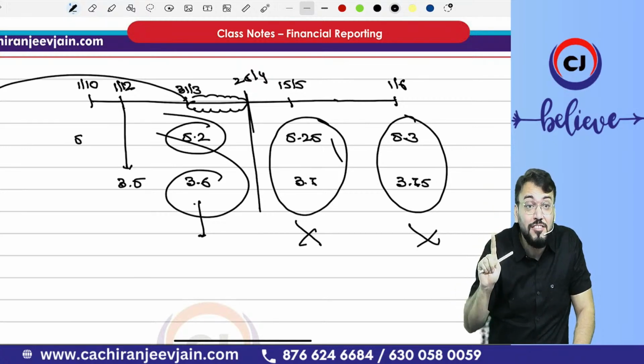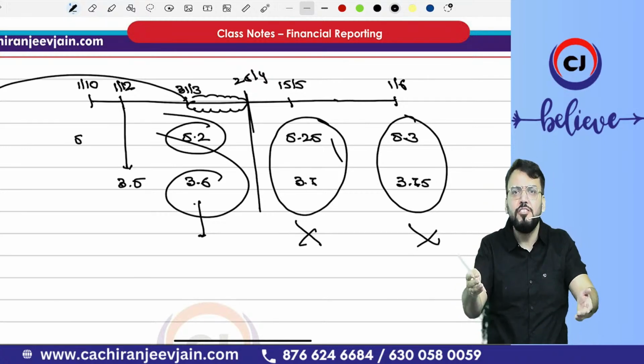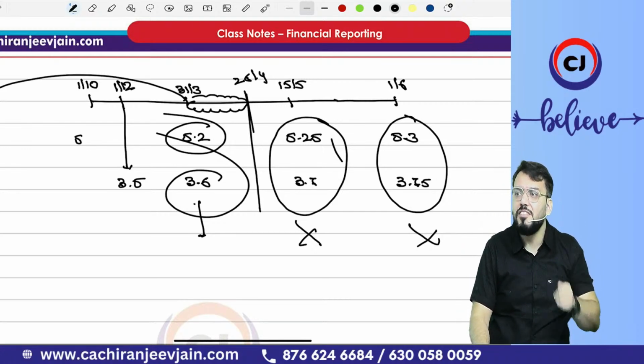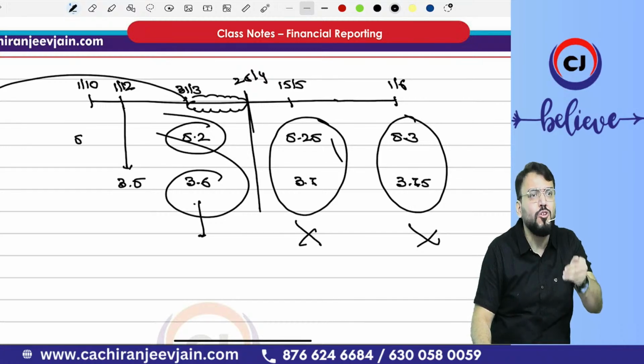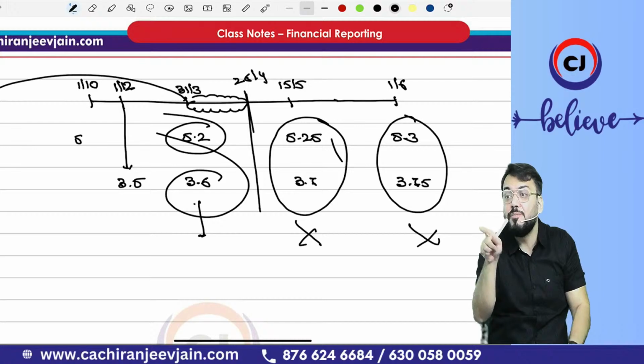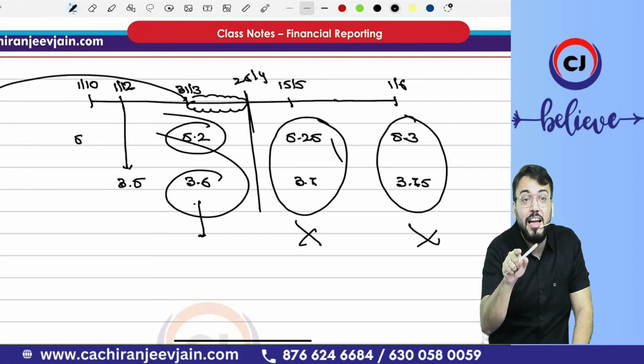High does not mean virtually certain. High means it is probable. Chances are more than 50%. Chances more than 50% does not mean it is virtually certain, and they have not given any indication of that.